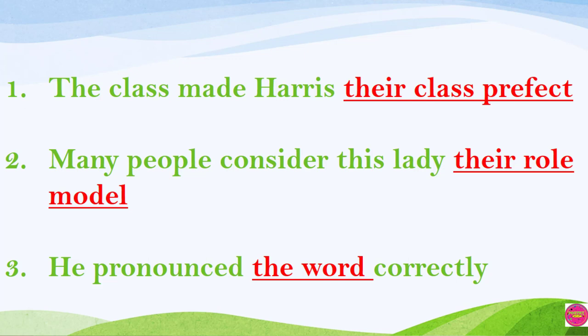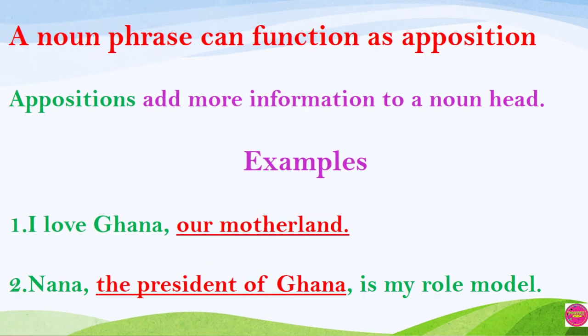Example 3. He pronounced the word correctly. The underlined expression here is the word. This is a noun phrase, which is an object complement. A noun phrase can function as apposition. Apposition adds information to a noun head. Example, I love Ghana, our motherland.